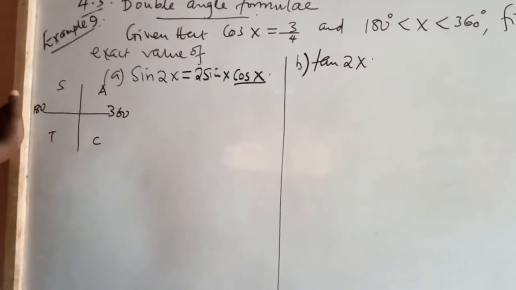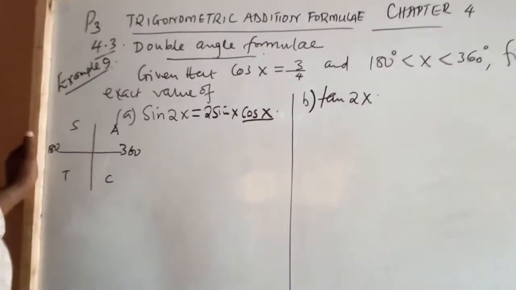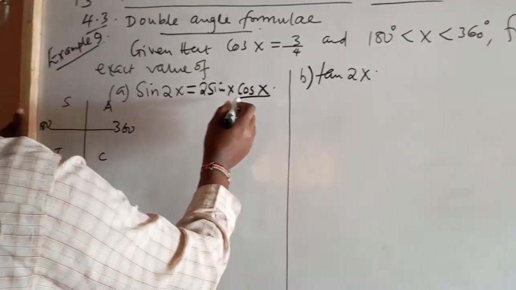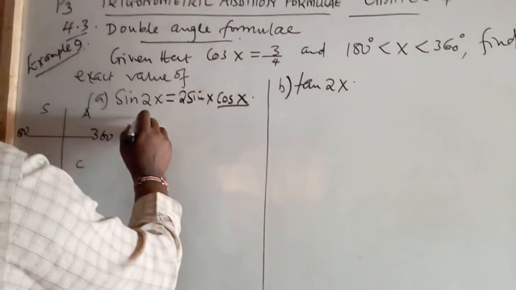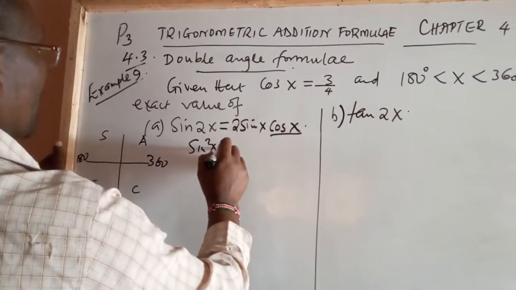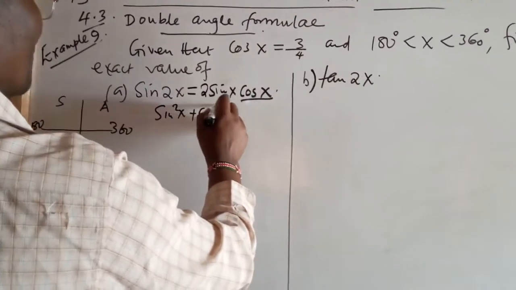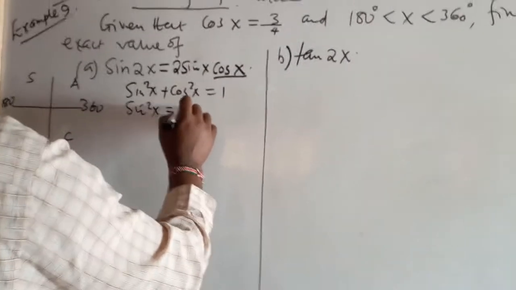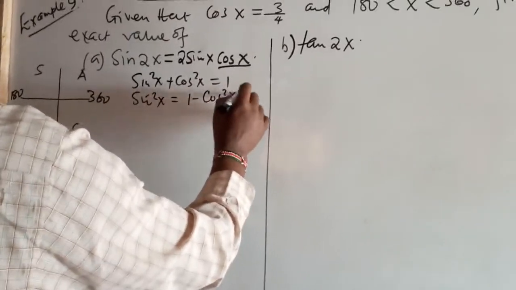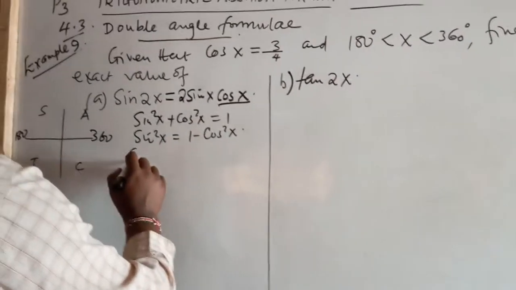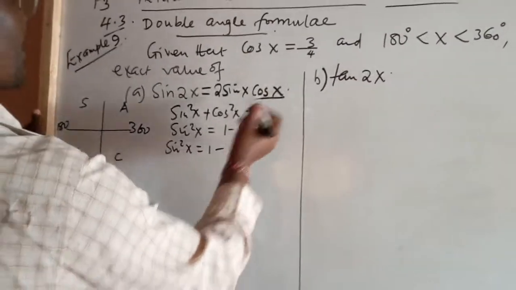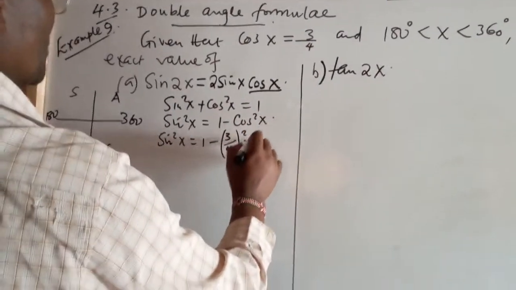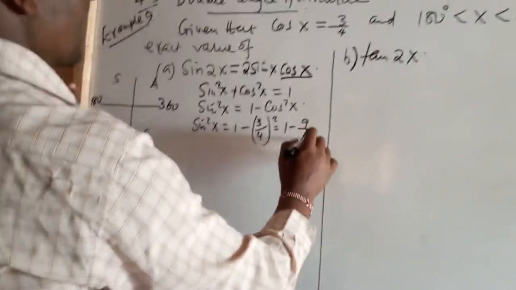And what we have is only cos x. We don't have sine x. That means we can find sine x from what we know: the sine squared of x plus the cosine squared of x is 1. That means the sine squared of x is 1 minus the cosine squared of x. Substituting, the sine squared of x is 1 minus 3 over 4 squared, which is 1 minus 9 over 16.